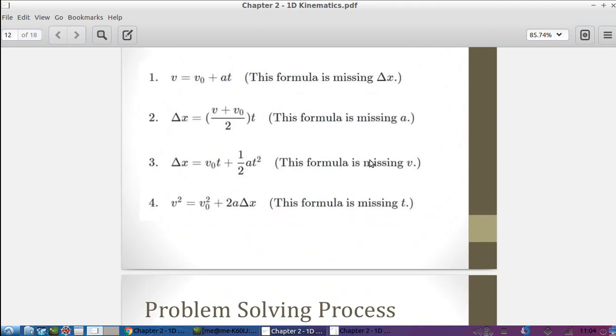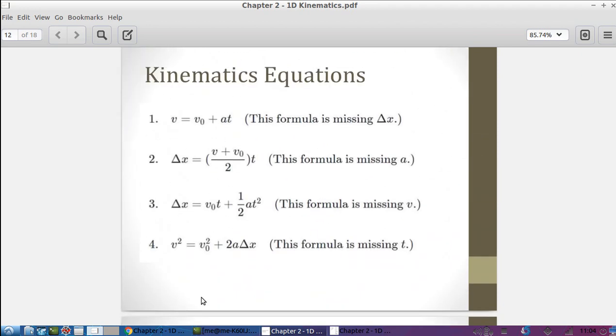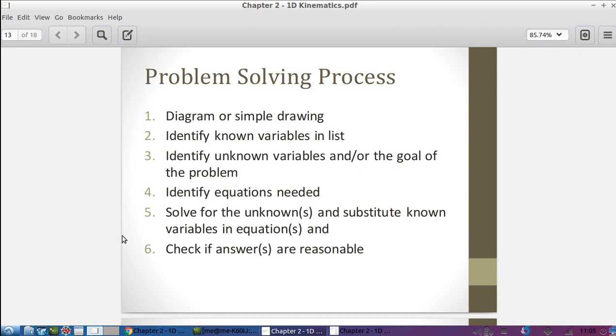Right? So we've got our knowns, our unknowns, we've got our equations, we've got what each equation is missing. Right? What is each equation missing? What are the restrictions that I have for each of these equations? Which ones are going to be applicable and which ones aren't?